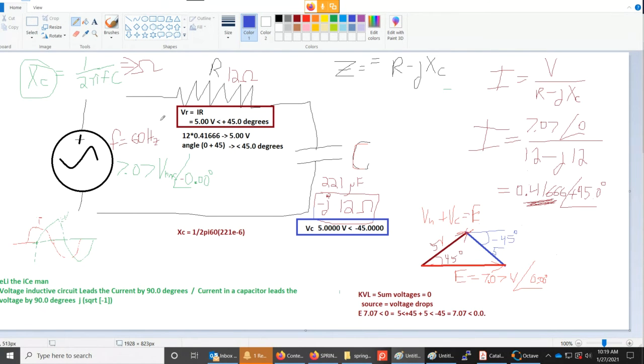So this is a graphical representation of Kirchhoff's voltage law in an AC circuit. Kirchhoff's voltage law, Kirchhoff's current law, Ohm's law, all these still apply just like they did in DC circuits. The difference is we've got to track the phase angle. You must track the phase angle. Any questions there?